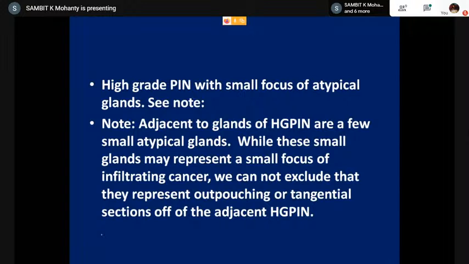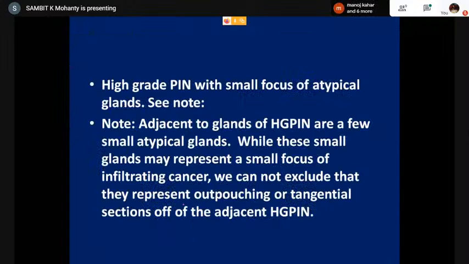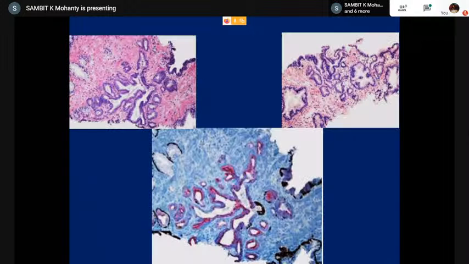So when it's juxtaposed to the PIN, you have these little ones. Are they part of this PIN or are they different? So we do not know. And if they show a similar staining character with loss of basal cell layer, so there you ask for a repeat biopsy and you say it is PIN ATYP, which is high-grade PIN with a small focus of atypical glands, and we cannot exclude it is a PIN with tangential sectioning or outpouching, or a true Gleason 3+3 small volume acinar adenocarcinoma.